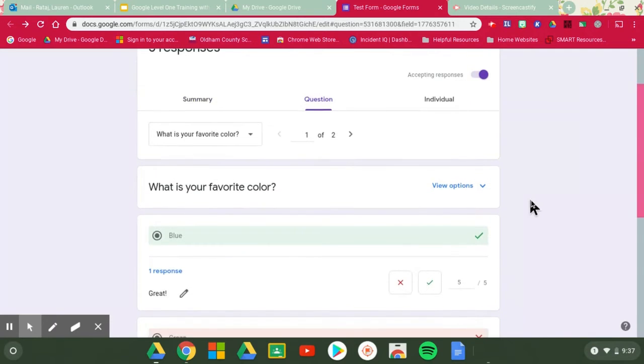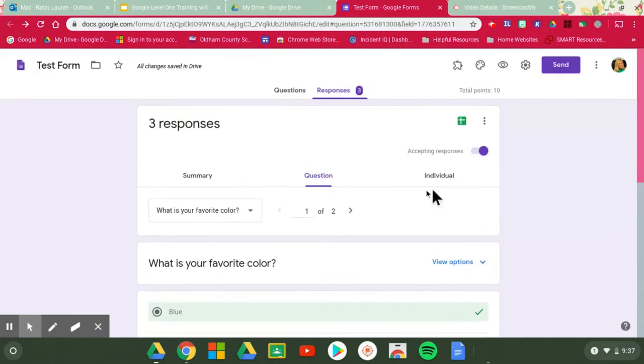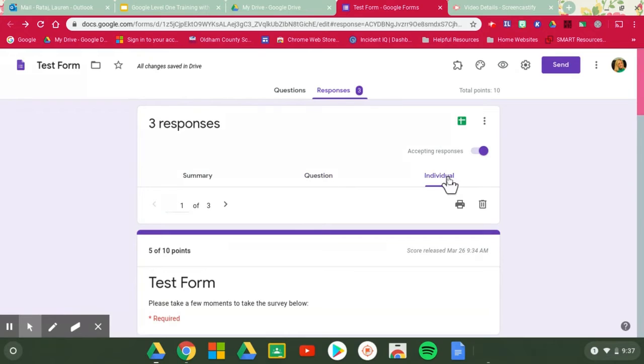The next one is by question. You could analyze it just by looking at one question at a time and their responses. And then you can also go to the second question if you want to. And then also you can look at it by an individual person.